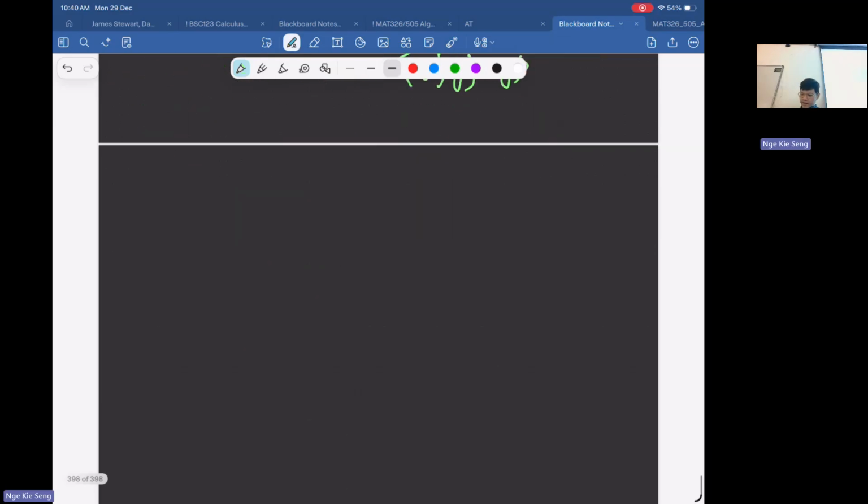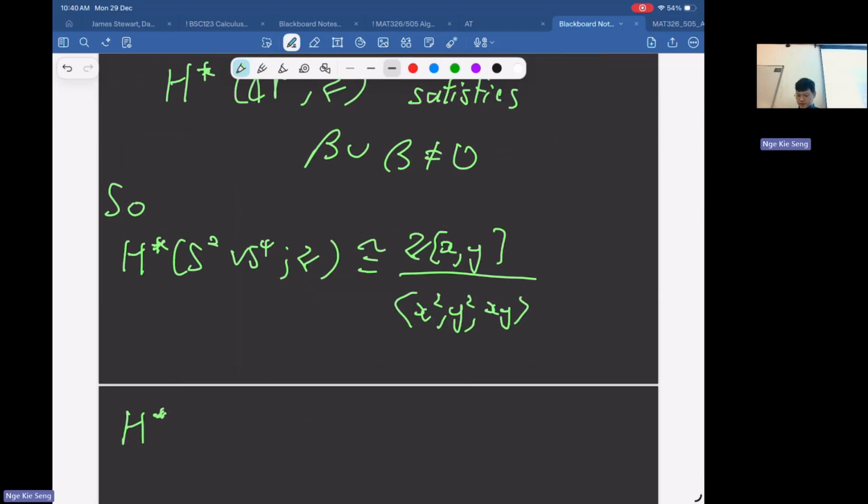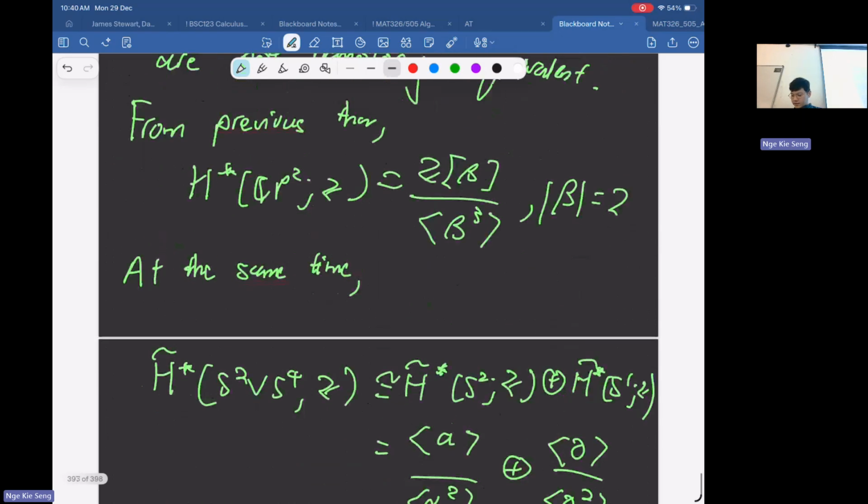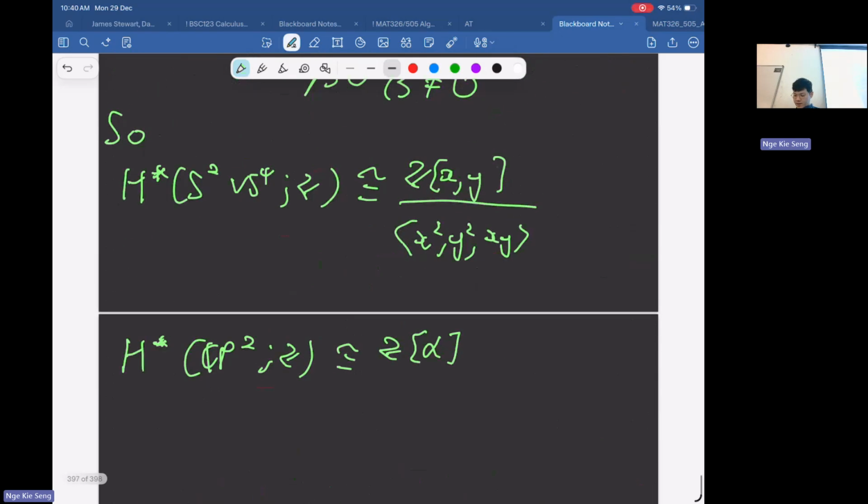And then on the other hand, H star of CP2 is what? Z of alpha, beta, and beta cubed. So you want to ask whether these two are isomorphic or not. Okay, actually it turns out that these two are not isomorphic.